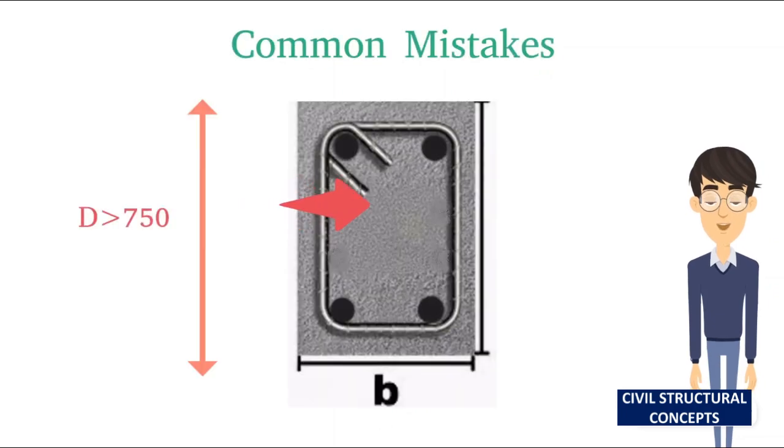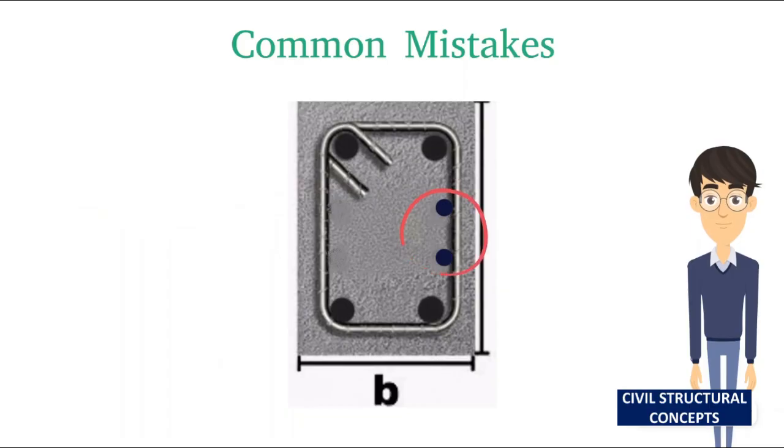Common mistakes include not providing side reinforcement in beams deeper than 750 mm. Providing reinforcement only on one face. Exceeding the spacing limit. Using stirrups as a substitute, not allowed by IS 456.